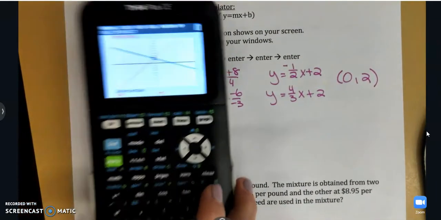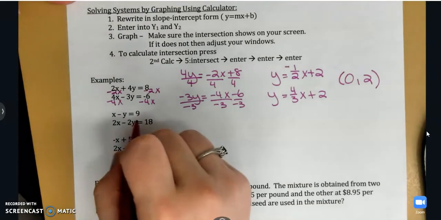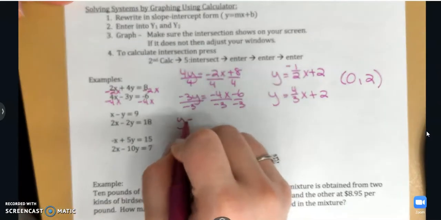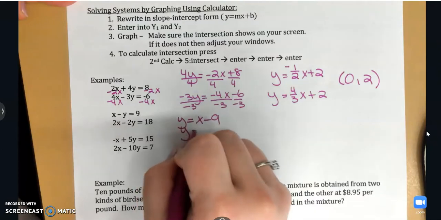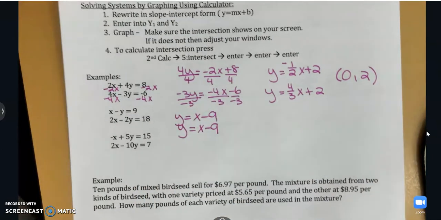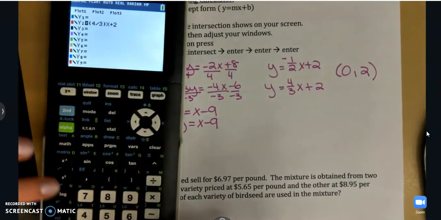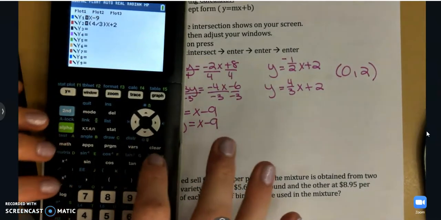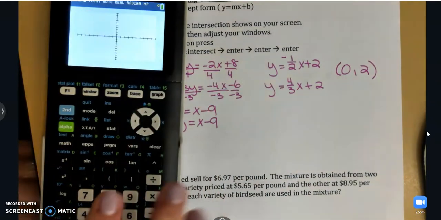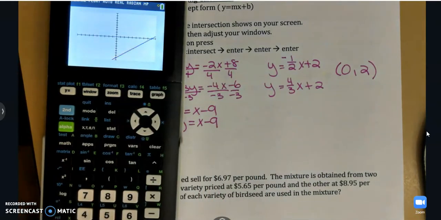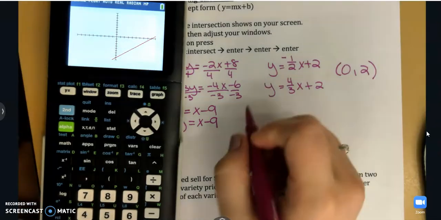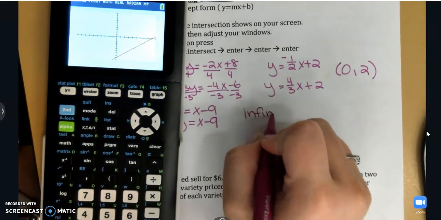Okay? Now to save time, I'm going to go ahead, the second set of equations, when we rewrite it in slope-intercept form, we get x minus 9 for both of them. And when I plug this into my calculator, they're actually going to be the same line. They're going to overlap. I'm just going to have one line on my graph. So this is going to be infinite solutions. They touch everywhere.